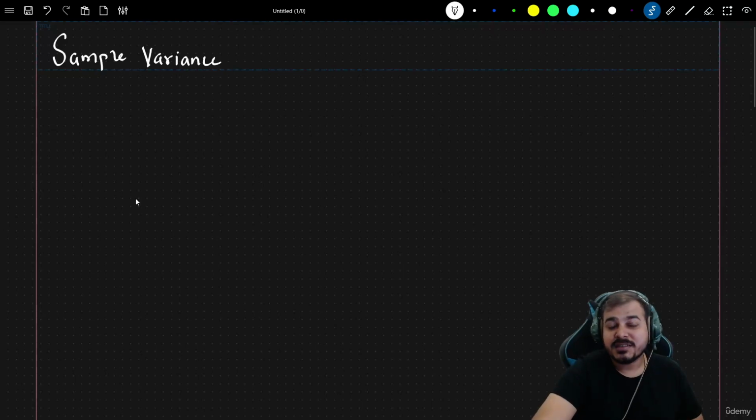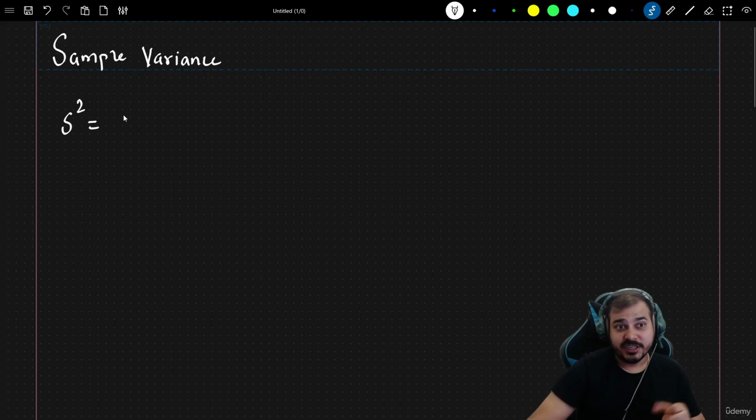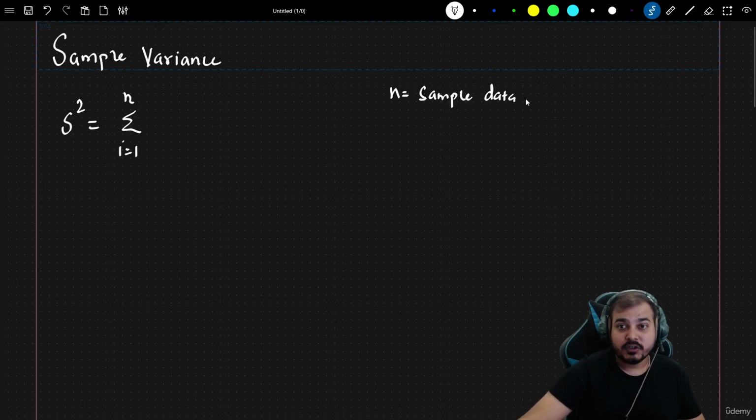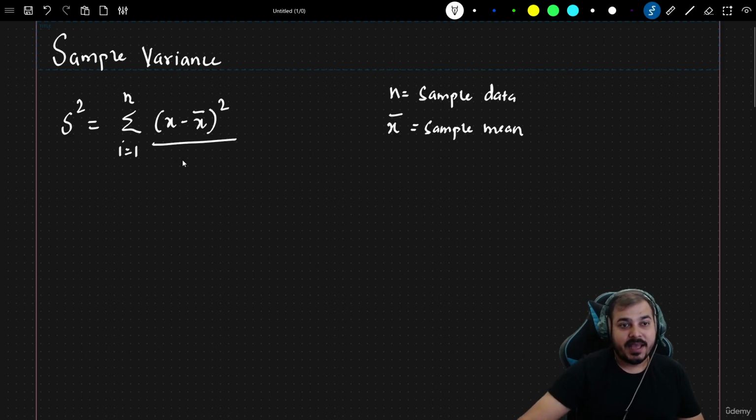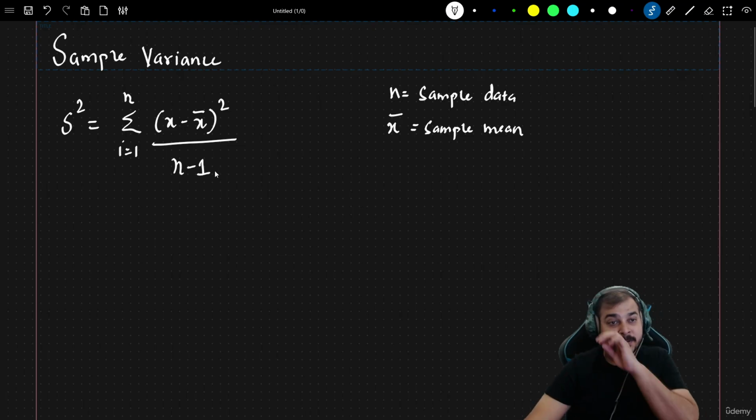So guys, we are going to continue a discussion with respect to sample variance. As you all know from my previous video, I had written the formula as S square is equal to the summation, which is also mentioned as sample variance, i equals 1 to small n, where n is my sample data, and then we write x minus x bar whole square. This x bar is my sample mean, divided by n minus 1. So this is the formula for calculating the sample variance.